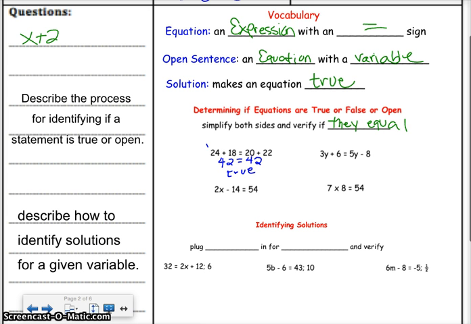And some of you might be like, why the heck are we even doing this? Why can't we just start solving? This is showing you how you can start checking your work when you solve equations to make sure you do have the right solution.